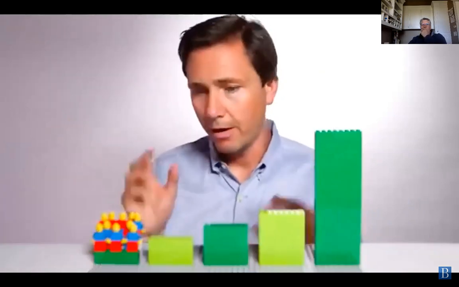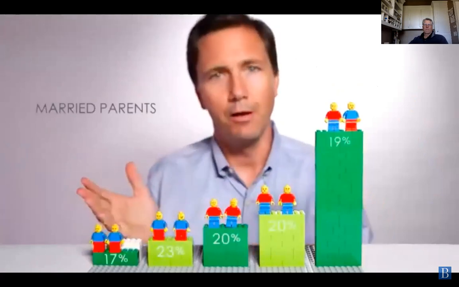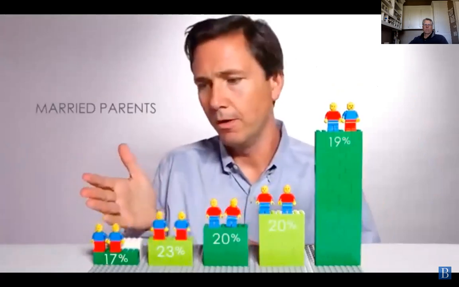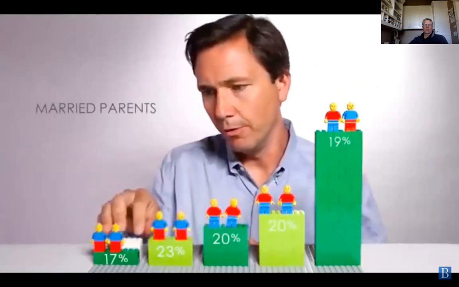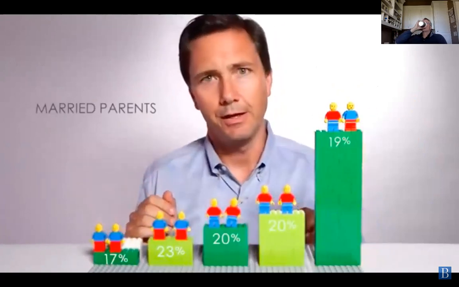For those raised by married parents, it looks like this. Again, it's pretty close to what you might hope for in a perfectly mobile society. Those who are born at the bottom, if they're raised by married parents, have a pretty good chance of making it to the top.